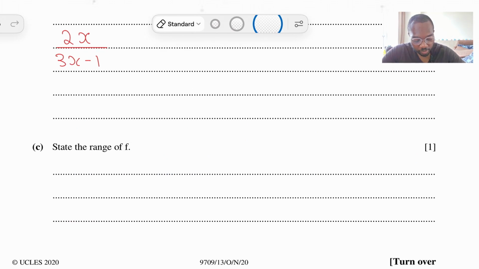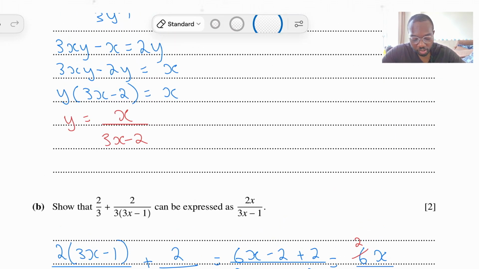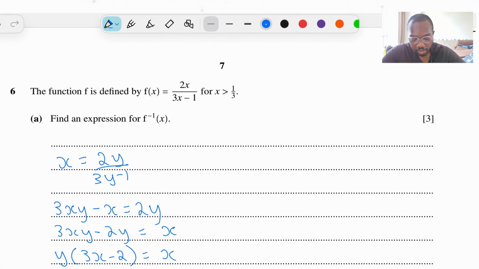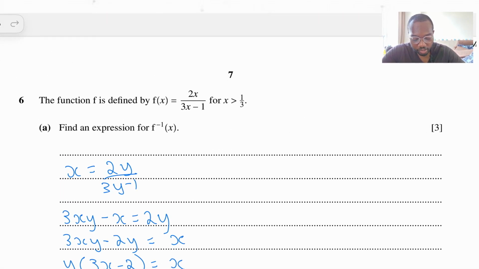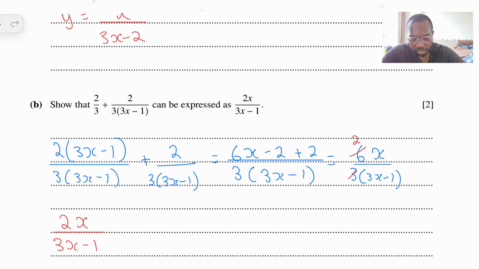And for part C, okay, we need to find the range of f. So if we go back over here, the range of f. The domain is when x is greater than a third. And if we think about this, well, what else do we know? Well, we know that 2x over 3x minus 1 can be written as this over here, 2 over 3 plus 2 over 3x minus 1, where x is greater than a third.